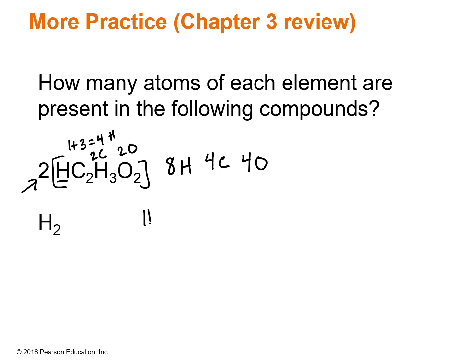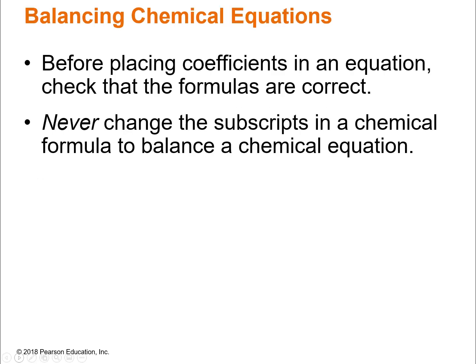In this second compound, we've only got hydrogen, but it's got a subscript. So that tells us that there are more than one hydrogen atom in this compound. So we've got 2 hydrogen atoms. When you're balancing an equation, don't change the subscript. And just like that, that's the next slide.